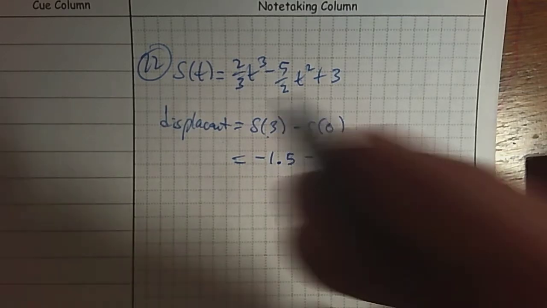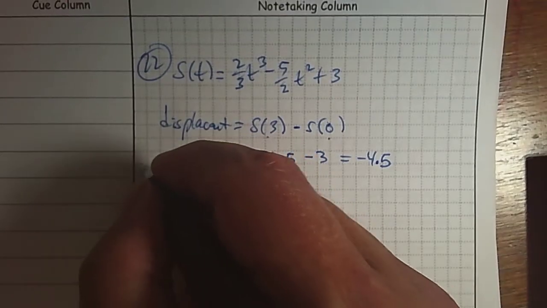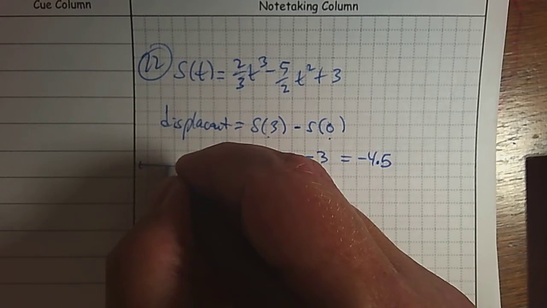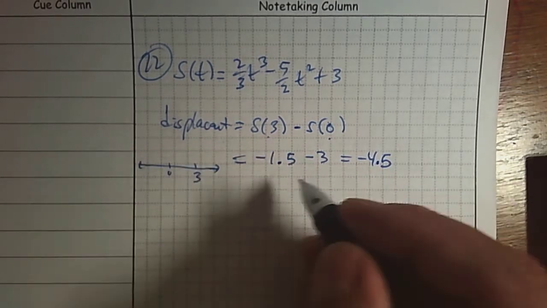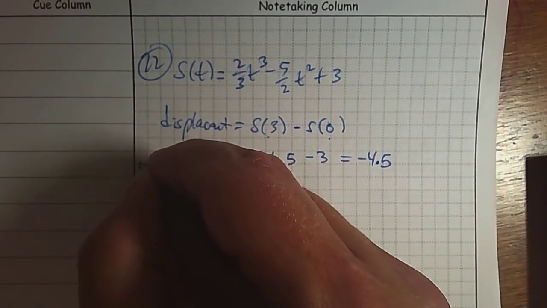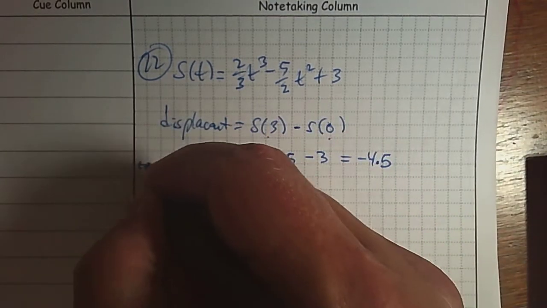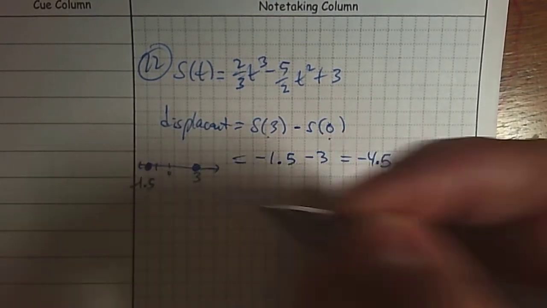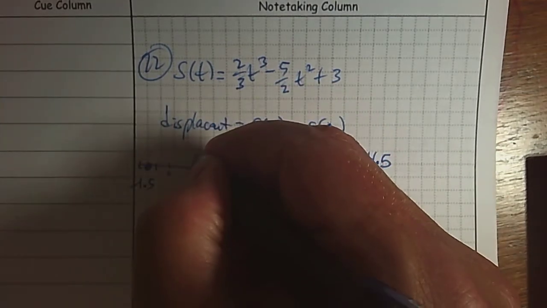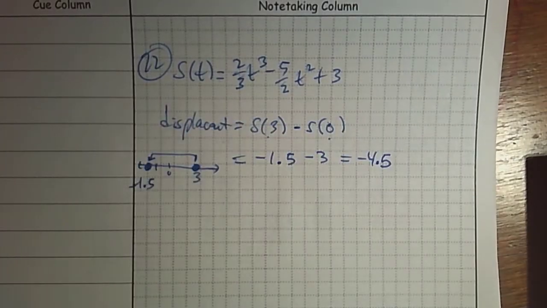Okay, so from where it started to where it ended, that's where we're at. So this object, if you like, started at 3 and ended at negative 1.5. So from where it started to where it ended, what's the displacement? So that's where you get negative 4.5.